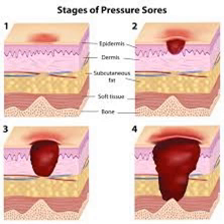Stage 3. Full thickness skin loss involving damage to or necrosis of subcutaneous tissue. This may present as a deep crater, with or without undermining of adjacent tissue. Stage 4. Full thickness skin loss with extensive destruction, tissue necrosis, or damage to muscle, bone, or supporting structures, e.g., tendon or joint. Slough or scar may be present.